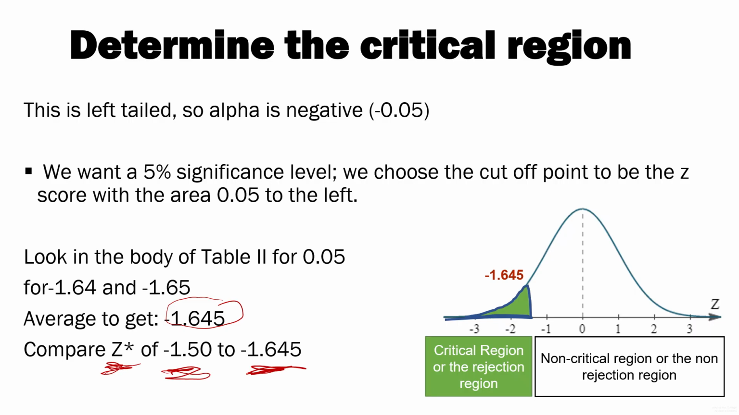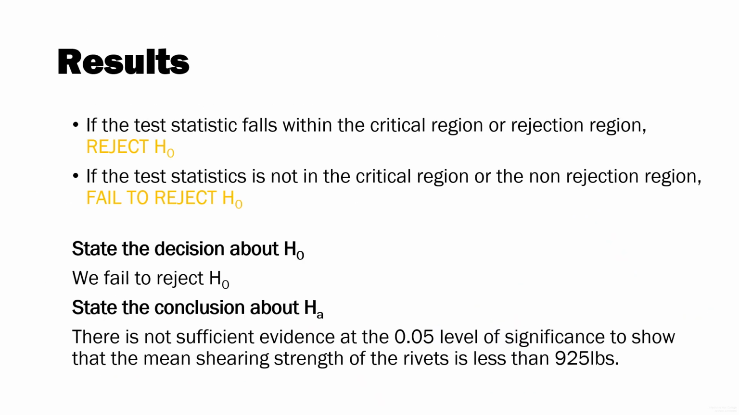Now we want to compare the test statistic we got of negative 1.50 to our critical value of negative 1.645. So this is the critical region here, and our value actually is here. It's before the critical region. It's in the non-critical region or the non-rejection region. And remember, if the test statistic falls within the critical region, you reject your H0. And if the test statistic is not in the critical region, you fail to reject H0. So in this case, we're going to fail to reject H0.